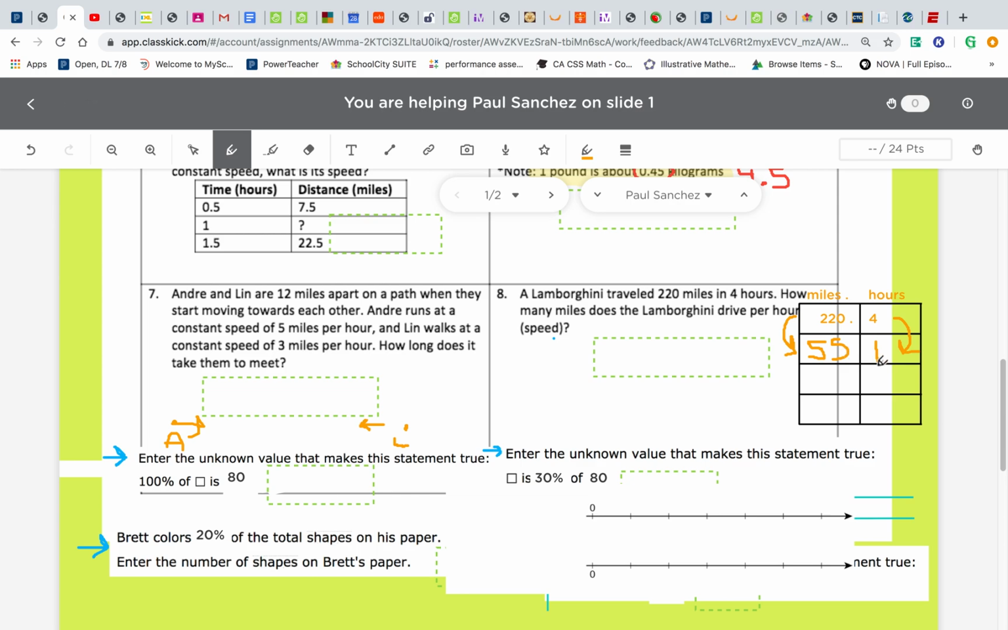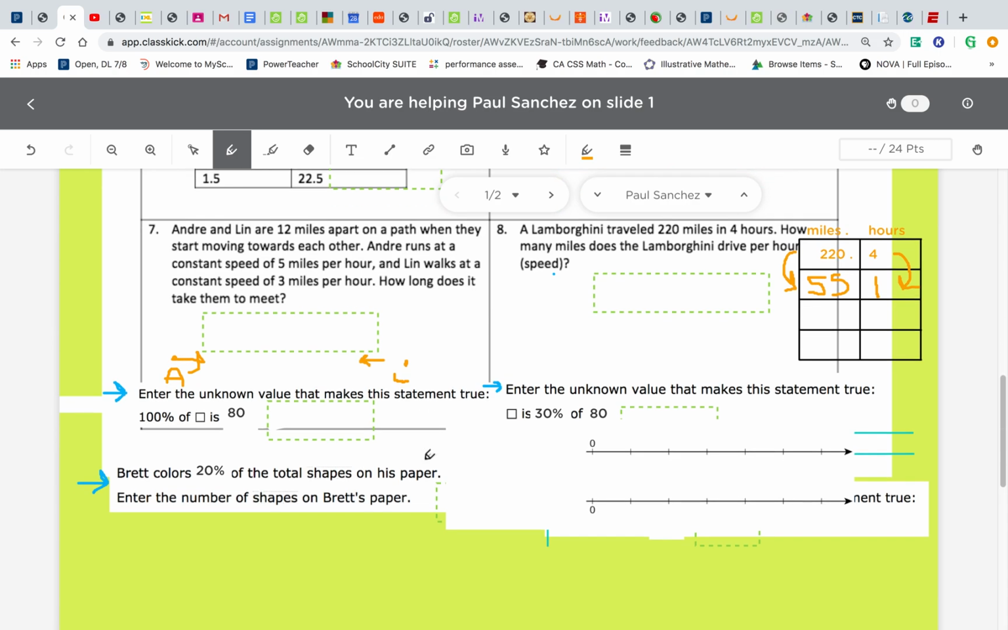All right, so these questions down here are maybe a little bit different format than what you're used to, but it's covering the same kind of things that we've been talking about. So enter the unknown value that makes the statement true. 100% of blank is 80. Well, if we know it's 100%, that means it's the whole thing. So if 100% is 80, well then we have to be talking about 80. So it has to be 80. All right. So if you understand what 100% means, that one was really, really easy.